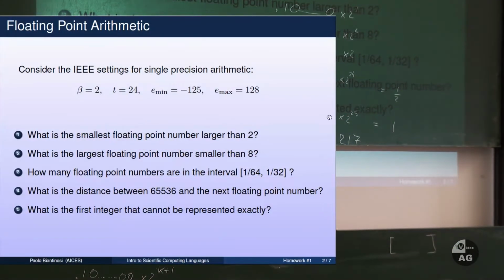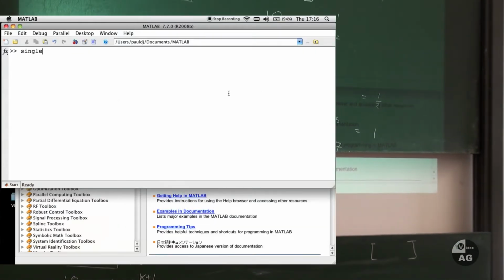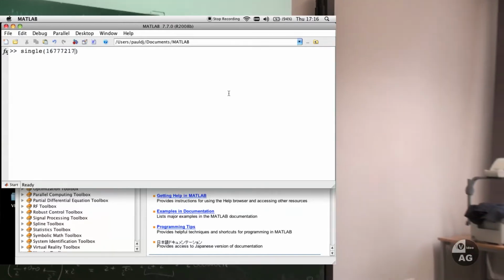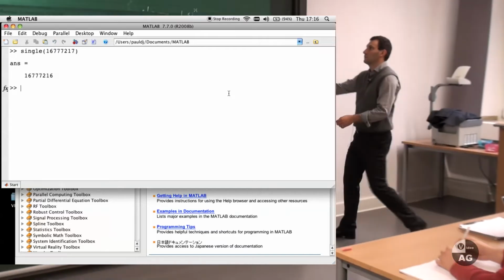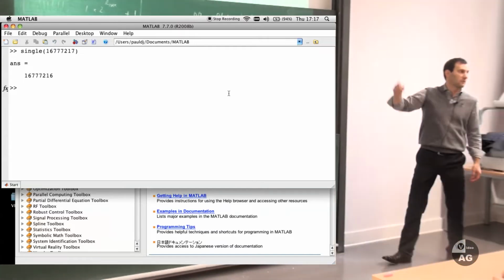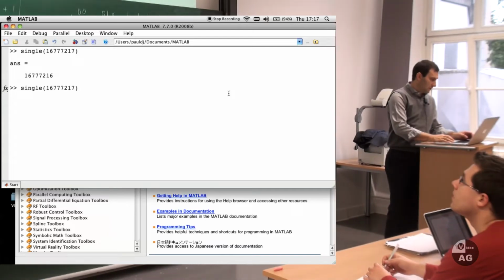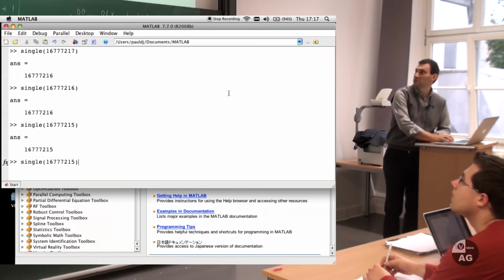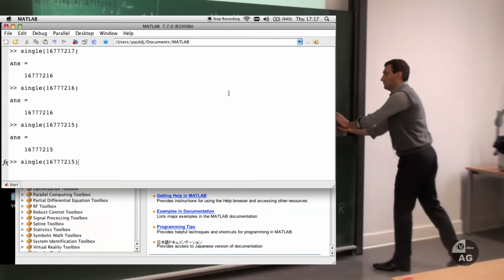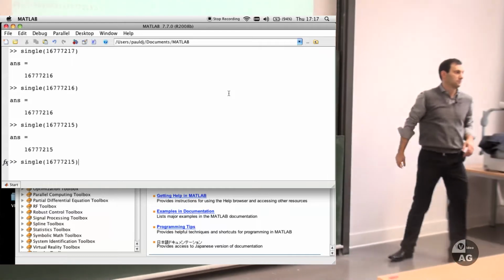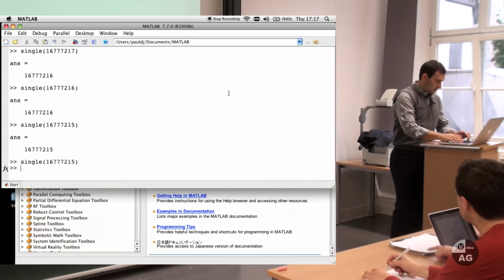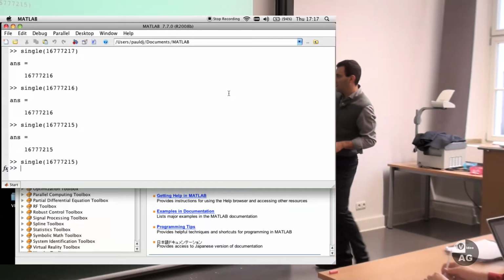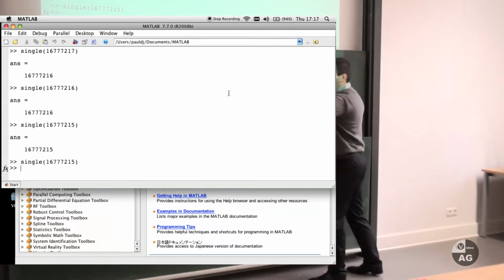All right, let's see. So, single, 16777217. Oh, sorry guys. Yeah, you can see. Okay, so this is clearly not an integer. Let's see the 6. 6 clearly works. 5 works, and so on. Questions? Why exactly at 24? Why exactly 24? Because the mantissa is 24.